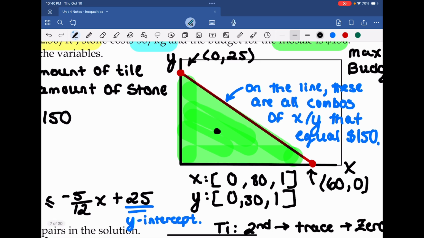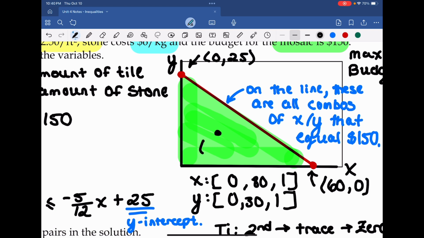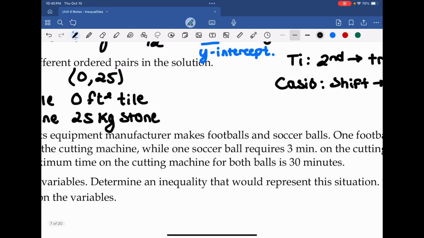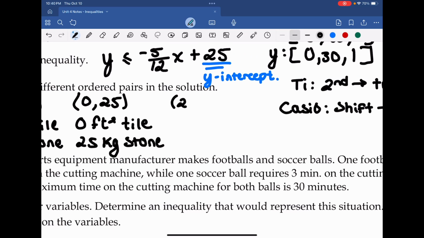I don't know if this is an exact point, but we're going to label this as, let's say, 20 for the x value. And then for the y value, I'm going to list something like 5. There we go. Might not be the most accurate, but we're just going to roll with it. So if this is 20 and 5, we could list it as 20 for x, 5 for y, which would mean we use 20 square feet of tile in the mosaic, and then we use 5 kilograms of stone.